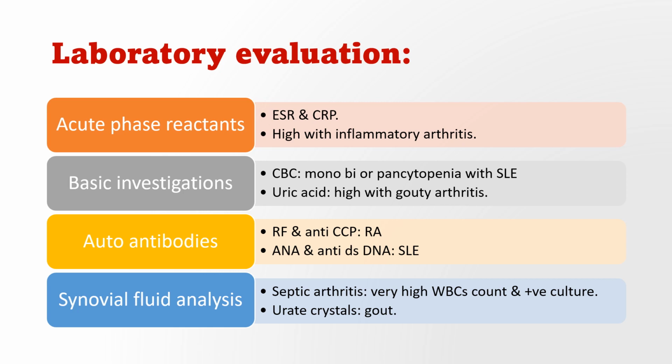The autoantibodies are very important in rheumatoid arthritis. There is positive rheumatoid factor and anti-CCP. Rheumatoid factor is neither sensitive nor specific. However, anti-CCP is a specific autoantibody for diagnosis of rheumatoid arthritis. As regards systemic lupus, we have, of course, the anti-nuclear antibody and anti-double-strand DNA.